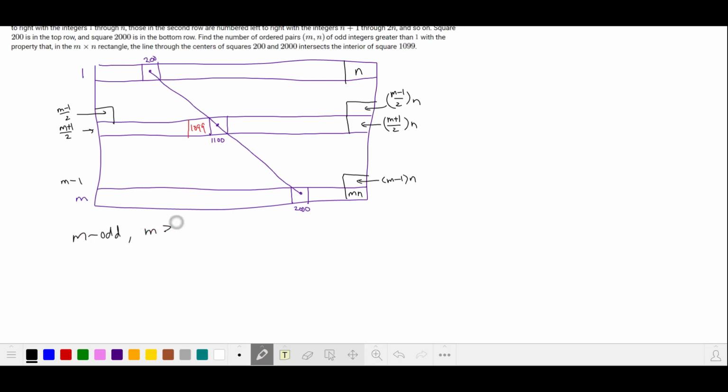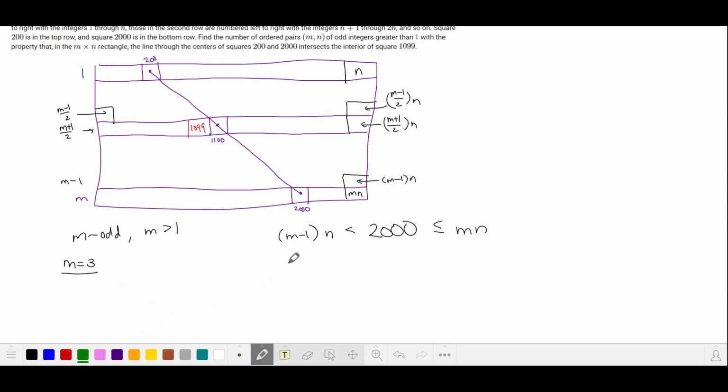And m is greater than 1. So why don't we start with some small m and see what we can do. Let's start with our next smallest m. m is equal to 3. And again, we'll use the fact that 2000 is in that last row, so it's less than mn and greater than m minus 1 times n.